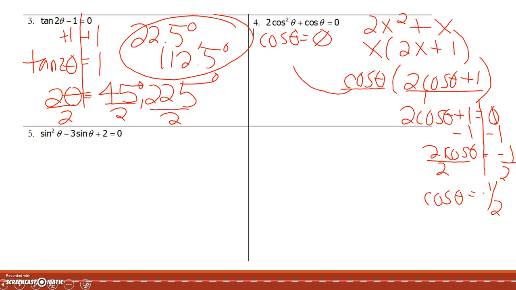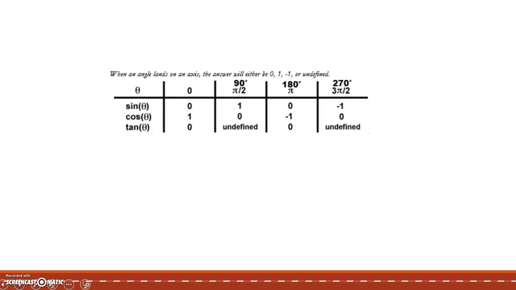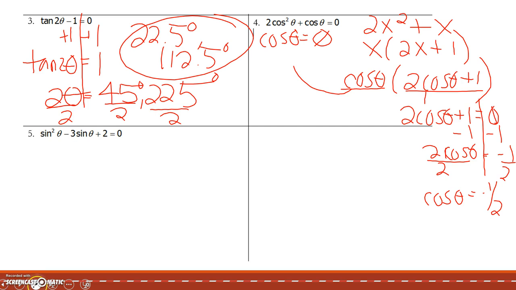So cosine equaling 0, that's not on the unit circle, but it is on this table. And so I look to see where cosine would equal 0. So look at the cosine columns. That cosine equals 0 right here at 90 degrees and at 270. So 90 and 270 are my answers for that particular one.